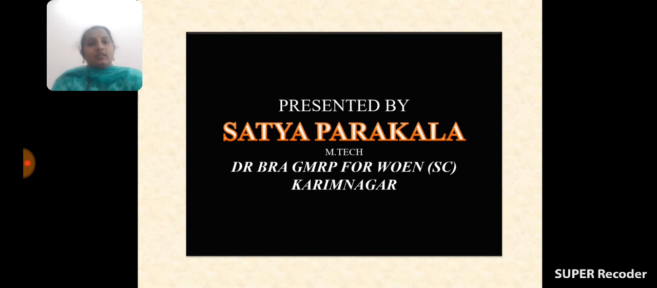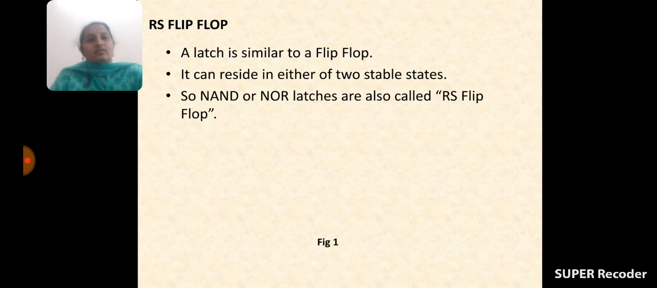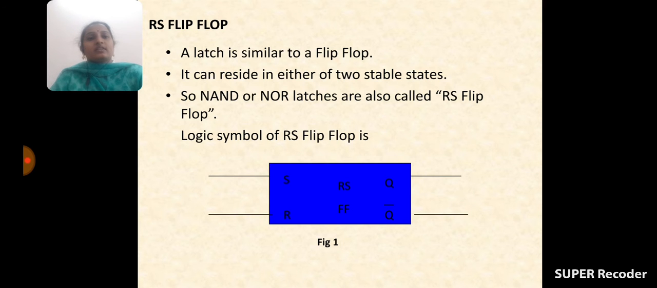Good morning everyone. So today we are going to discuss sequential logic circuits, different sequential logic circuits. In our last class we discussed sequential logic circuits. So what is meant by a sequential logic circuit? In sequential logic circuits, the present output depends on the present input as well as the history of previous outputs. But in a combinational logic circuit, the present output depends only on the present input.